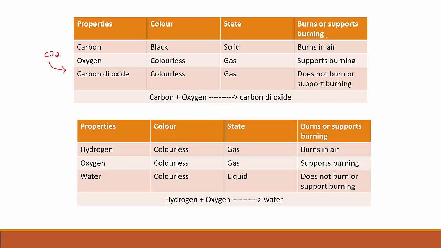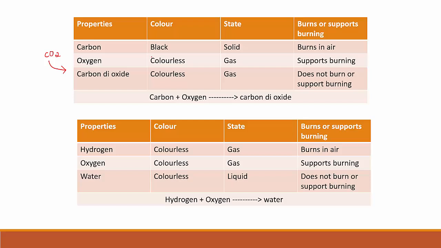The last one represents whether it will burn in air or whether it supports burning. Burning in air means it can catch fire and burn. Supports burning means it helps in burning something. So supports burning means it is helping something burn. So carbon, you know coal as an example, it is black in color, it is solid and it will burn in air. That we've already seen the picture of.